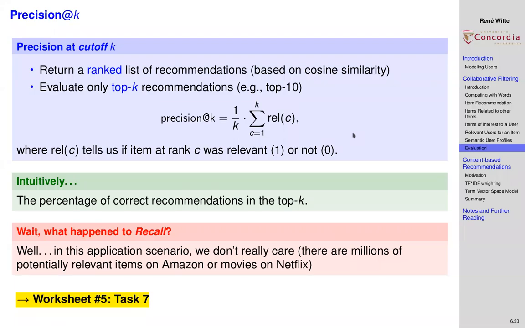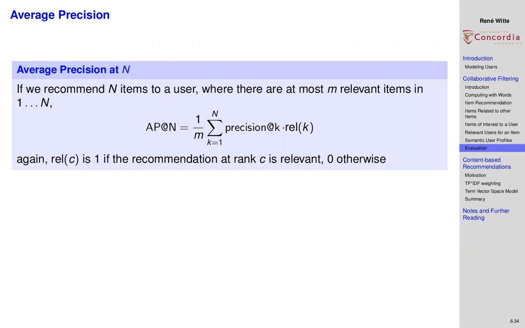Okay, so now you know precision at k, but this is only an intermediate step to the one that we are really interested in, which is called the average precision at n. And that's the typical scenario that you recommend n items to a user. Let's say you show him the next 5 books to buy or the next 10 movies to watch.